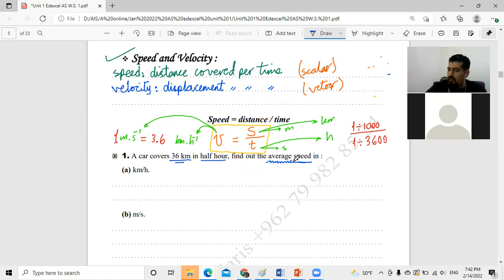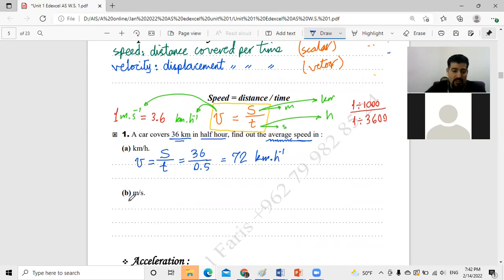So in both ways, I need to find the speed or the average speed in kilometers per hour or in meters per second. So speed equals distance over time, or displacement over time, which is 36 divided by half. And by using the calculator, it will be how much? 72 kilometers per hour. Yes, you can use your calculator, no problem. 36 divided by half is 72 what? Kilometers per hour.